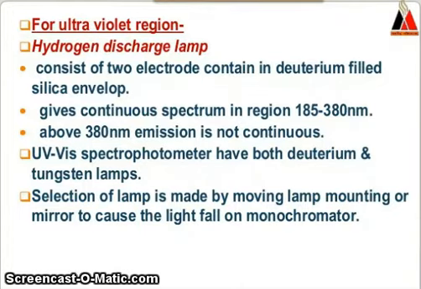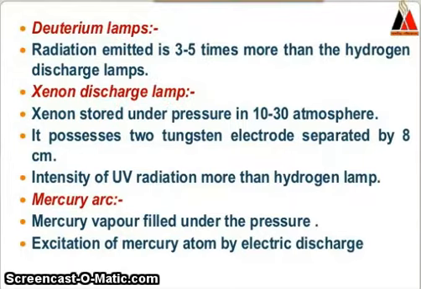Selection of the lamp is made by moving the lamp mounting or mirror to cause the light to fall on the monochromator. Deuterium lamp radiation emitted is 3 to 5 times more than the hydrogen discharge lamp. Xenon is stored under pressure of 10 to 30 atmospheres. It possesses two tungsten electrodes separated by 8 cm.